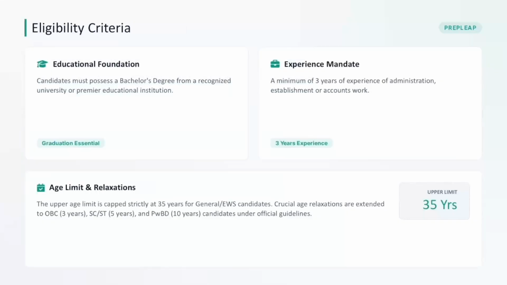So when we talk about the eligibility for this exam, you require a bachelor's degree from a recognized university, a minimum 3 years of experience in administration or establishment or accounts work. The age limit is 35 years of age. This upper age limit can also be relaxed as per government notification or government rules for the OBC category, SC/ST category, and the PWBD categories.